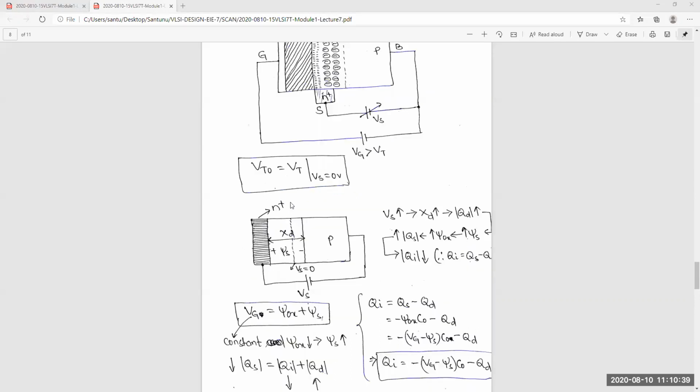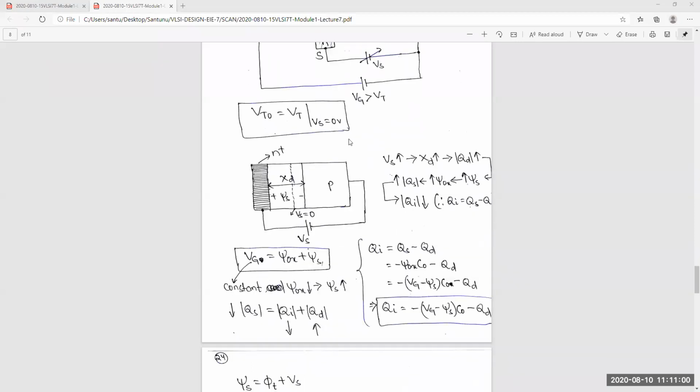Now Vt0 is equal to Vt at Vs equal to 0. Initially this part is 0 and this is Vt, so that time we can say that is Vt0, without any body effect, when Vs is equal to 0. Now we will increase Vs. What happens? Though it is an N plus and P, it's a reverse bias diode. So this XD.